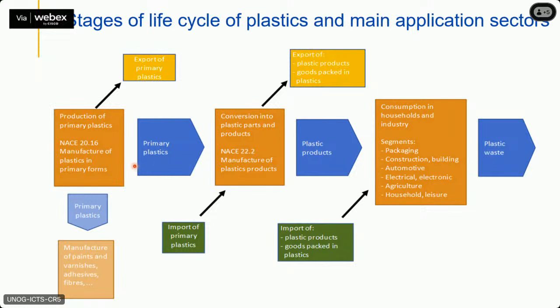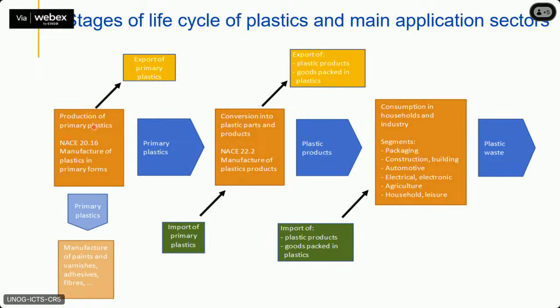So now I go to the project on the plastics. We used this data model in which first we looked at the production of primary plastics on the left, and a part of it goes to the bottom. The part on the bottom are losses, manufacture of paints and varnishes, adhesives, fibers, etc.